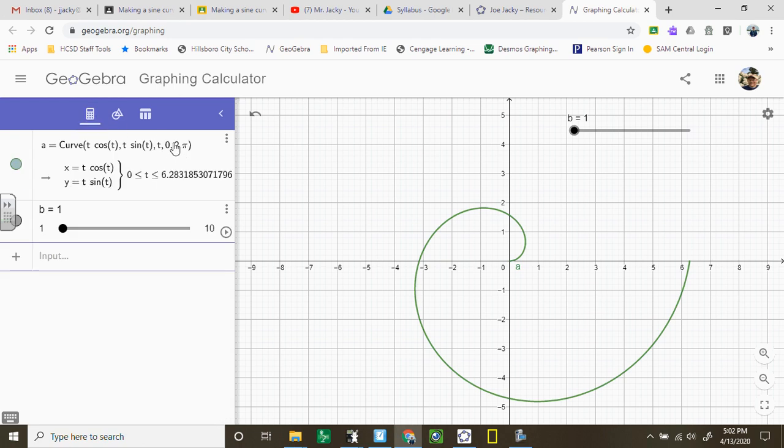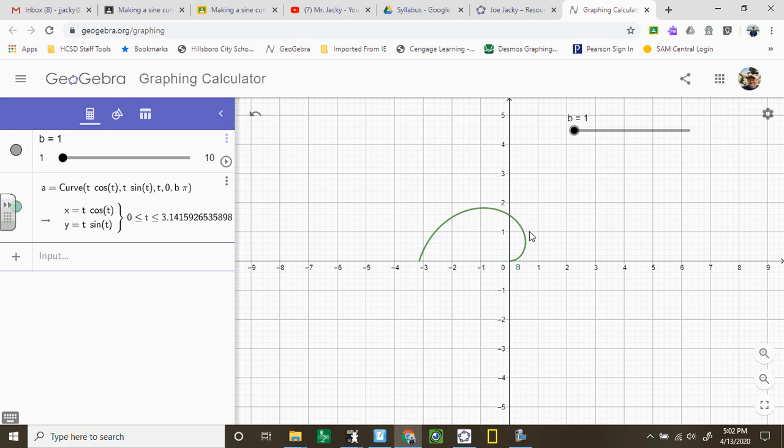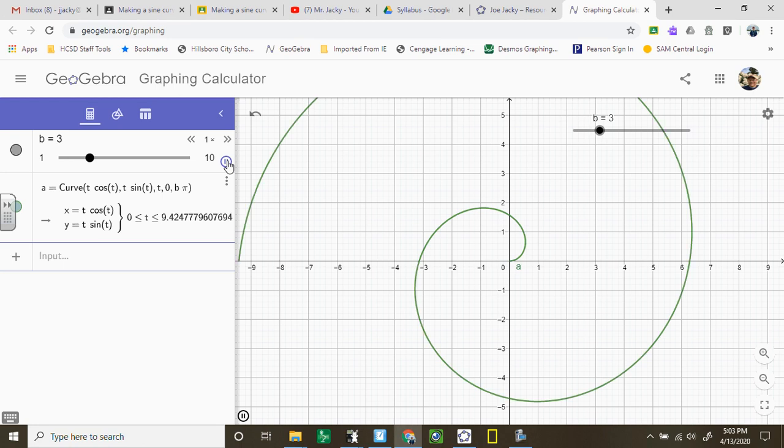So now I'm going to go to the equation, and I'm going to edit it. So I'll move my little cursor over, and I'm going to hit the back arrow, and I'm going to put in B, and then times, and then enter. Okay, so right now it's just going 0 to pi, so it's only halfway around the circle. So when B is 2, that's 2 pi, go all the way around the circle and make the next part of the spiral. So if I hit play, it's just going to keep making bigger and bigger spirals.